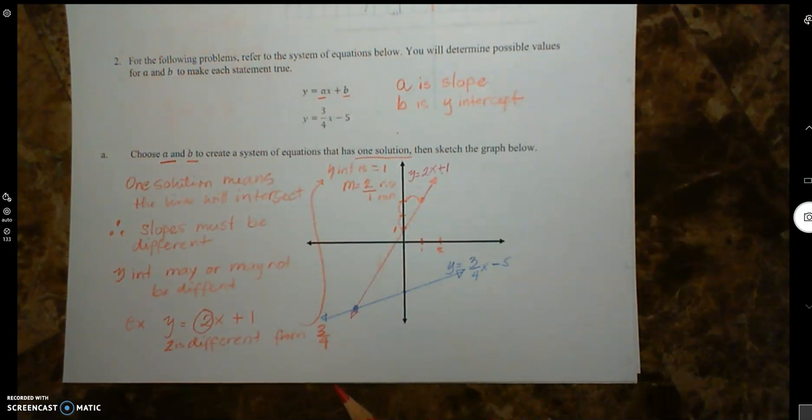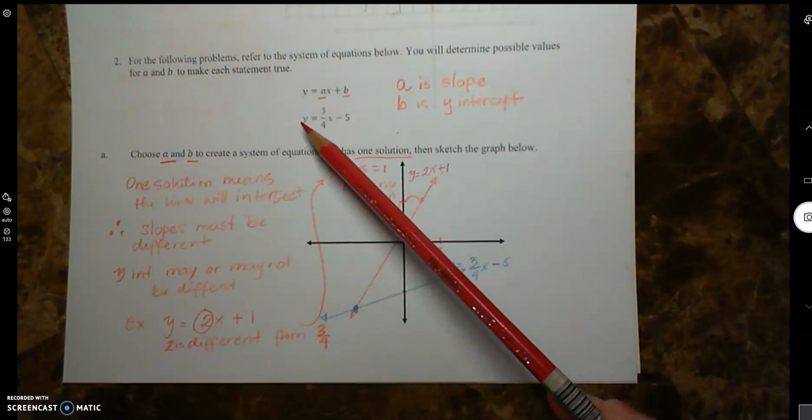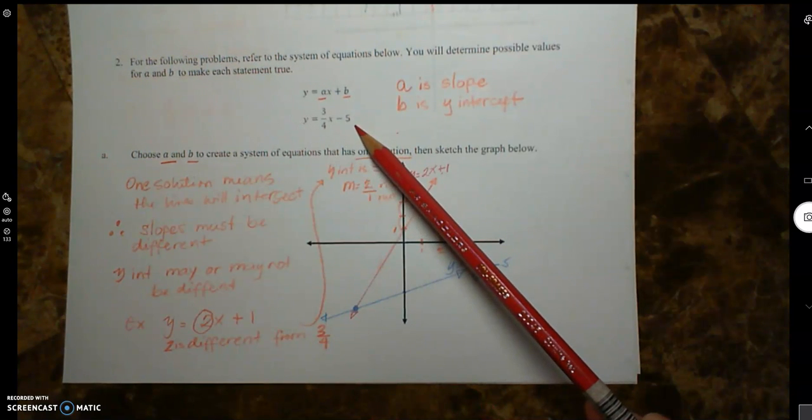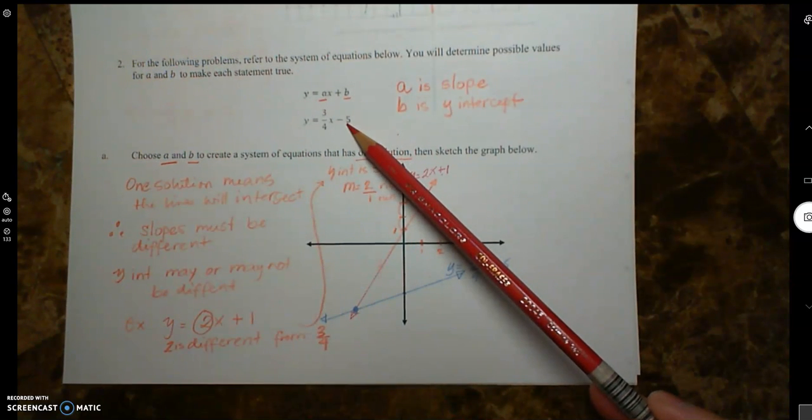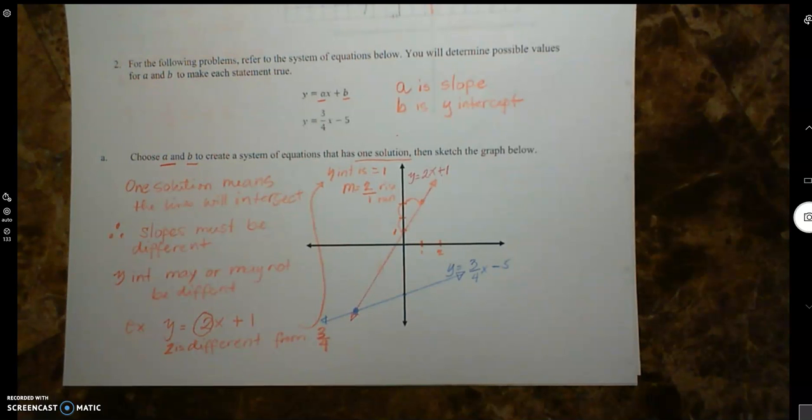You want to create an equation that's going to have one solution with this line right here, which means that whatever equation you make must intersect this line. And the way that we will make it intersect is just by looking at the slope. We need to make sure that one solution means that the lines will intersect, and therefore the slopes must be different. So the y-intercept may or may not be different. And in this case, what I made was an A equal to 2 and a B of 1. When you plug this in on Desmos, they are going to intersect at this point.